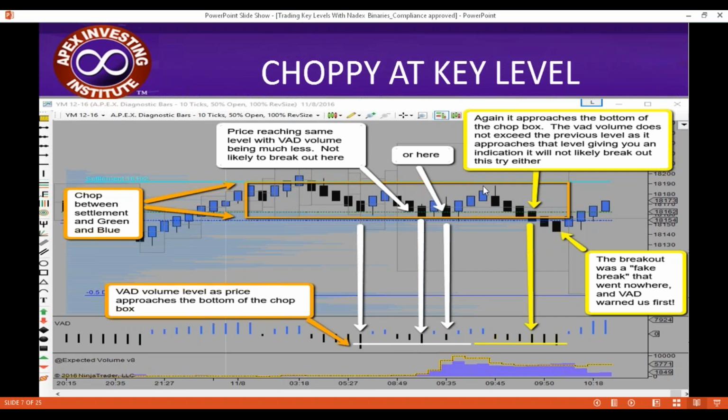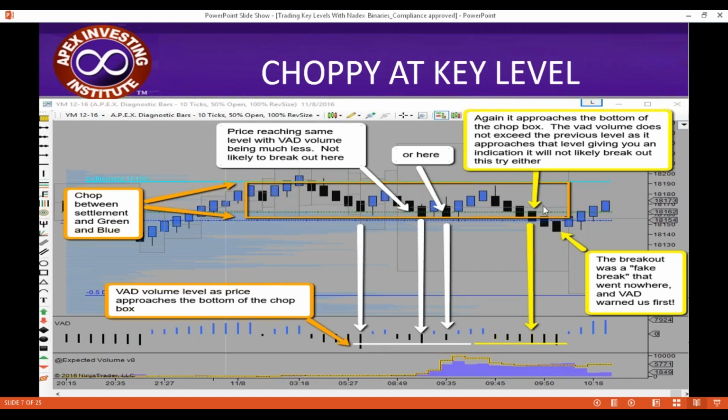Not even as much. And right here it makes a big push down, even kind of breaks out of the chop box. And so you think, oh, it's breaking out, I'm going to go short with a binary. What I want you to notice is here on this last push down that actually broke through the box, you see this VAD volume building, but notice it never broke the same level of volume as back here.